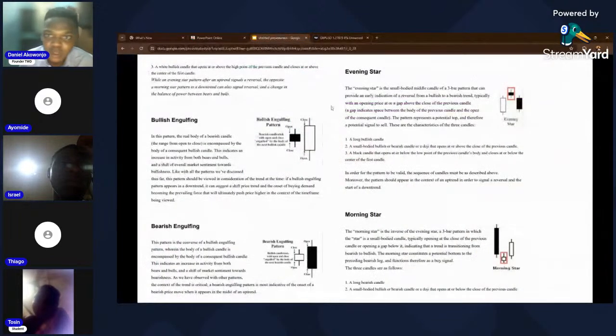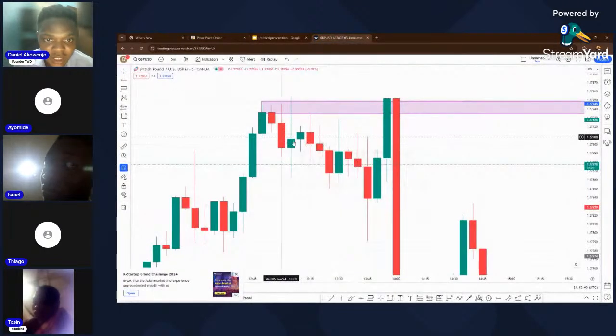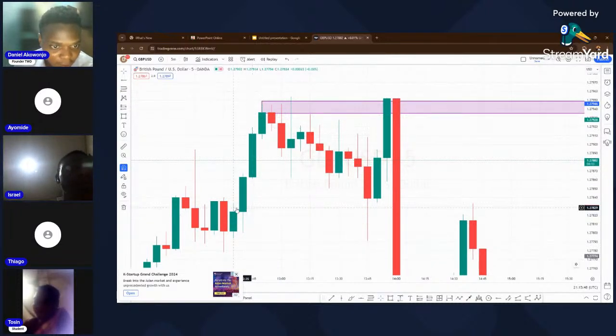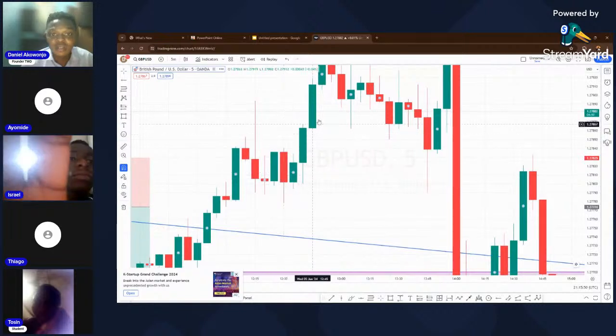So now let's point at this. So he said this pattern represents a potential top and therefore a potential signal to sell. There are three characteristics of this signal: a long bullish candle. What does this mean? You see this right here. This is a long bullish candle, a very bullish candle. Bullish, bullish, bullish, like they follow each other. They call them three. This one is even four.